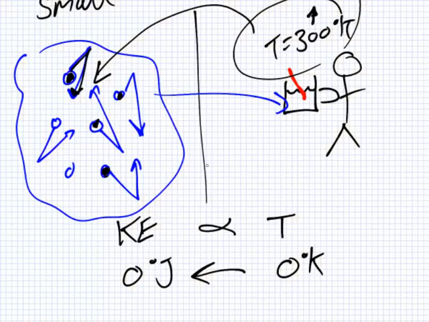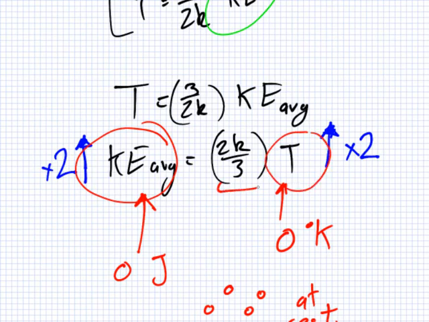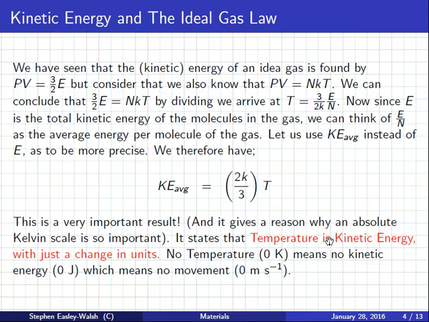Like, if you look at this formula here, what's the difference between the left and the right? It's only this constant here, isn't it? So really, kinetic energy and temperature are nearly the same thing, except for this constant here, which changes the units from Kelvin to joules. So temperature is kinetic energy with just a change in the units. No temperature means no kinetic energy, which means no movement. So this last paragraph is important. Please write it down.